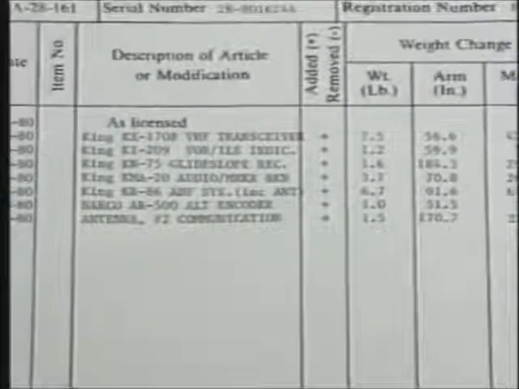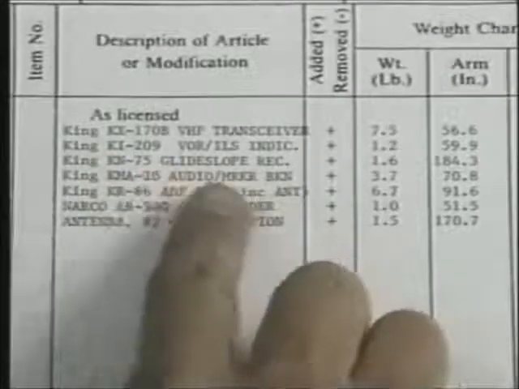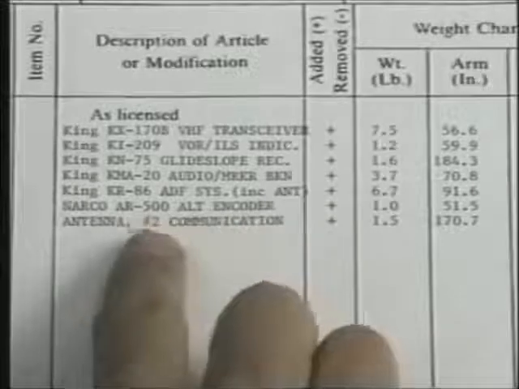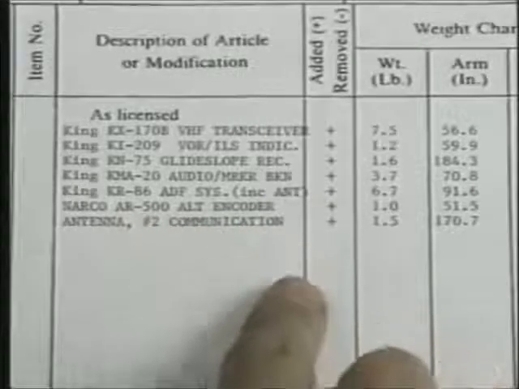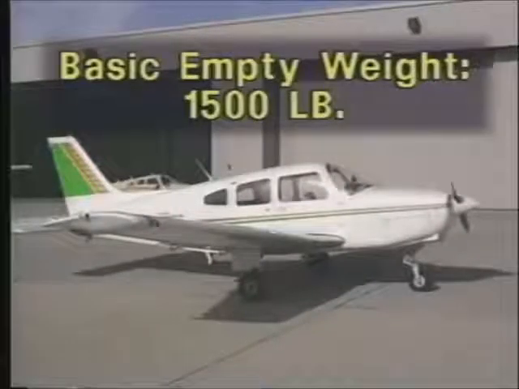Your first step is to find the basic empty weight and moment in the aircraft's weight and balance records. This figure includes the weights of all permanently attached items. Therefore, if any equipment is added or removed, the weight and balance records must be adjusted. For this problem, let's assume the basic empty weight is 1,500 pounds.